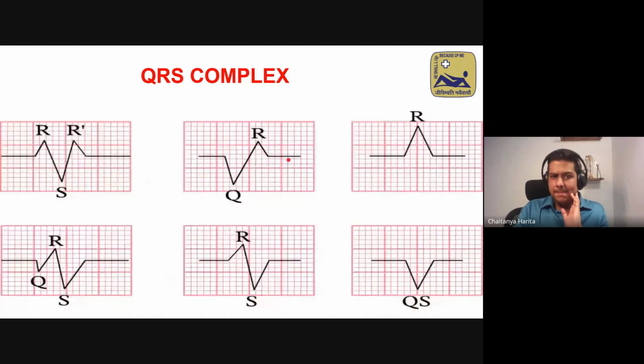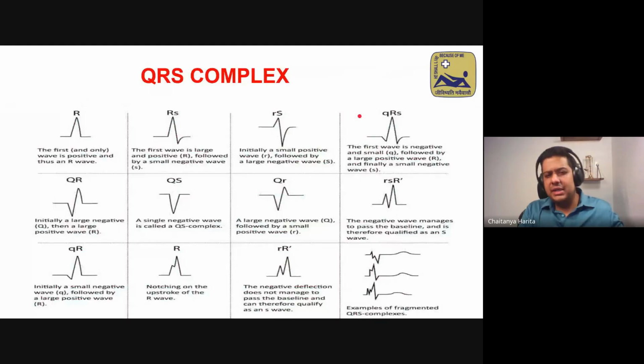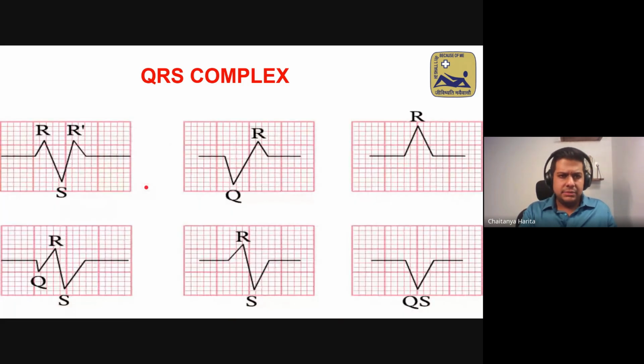When you look at an ECG, the first negative wave that we see after the P wave, the first negative deflection, is Q. So you have a P wave followed by a negative deflection, that is Q. Every negative deflection that occurs after the P wave is called a Q wave. The positive deflection which occurs after Q, the first positive deflection, is called an R.